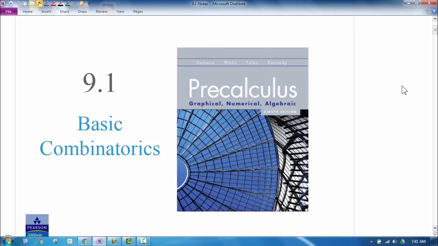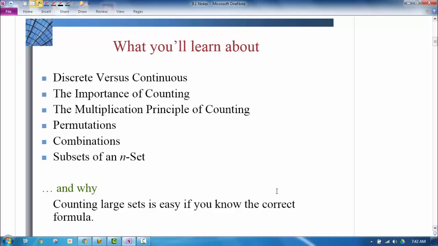Okay, the next section is 9.1. We're going to look at some basic combinations. So you're going to learn about discrete versus continuous briefly, and the importance of counting. In fact, you can read more about these in the book, but this whole chapter is on discrete math, which is math where we can count up a finite number of things, versus obviously continuous, an infinite number of things.